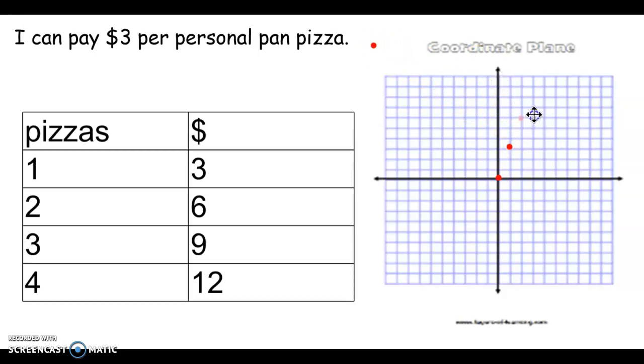Here it's going to go up $3 for one pizza. Up another 3 for the second pizza. Up another 3 for the third pizza. And I have my points now. 1, 3, 2, 6, 3, 9. And I could do 4, 12. It just would be hanging off my graph here. And we can see it's forming another straight line. It's going up. It's going up quicker. It's more steep because we had a higher rate of change. It was going up 3 for every 1, where our hair growth was only 2 for every 1 year.